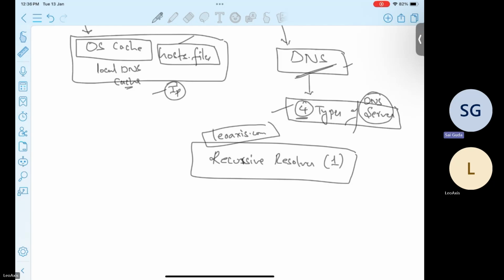Kindly get this LeoAxis.com website details. Okay. So this is a recursive resolver, which is a part of the DNS server. It is doing all the work on behalf of you.